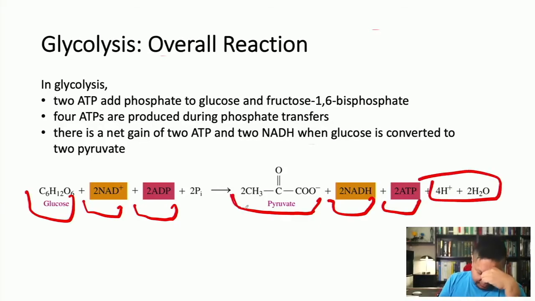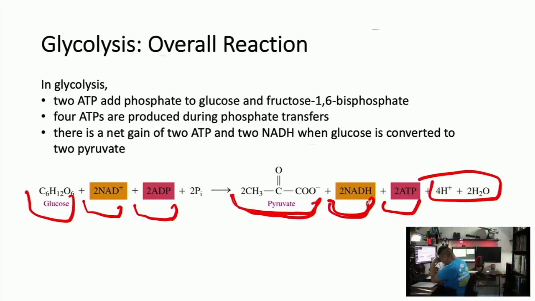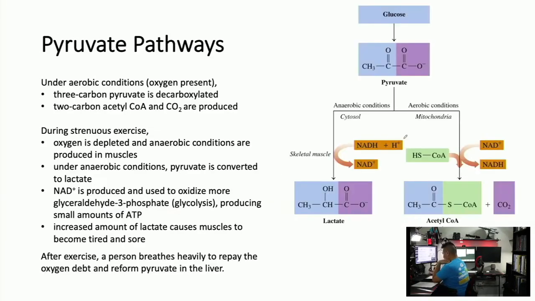This is the energy generation part right here, right? The 2 NADHs go into the electron transport chain to make energy. The 2 ATPs are already energy, energy storage molecules, and then the pyruvates will go through the citric acid cycle to make more NADH and FADH2, and then those will go into electron transport to make more ATP.